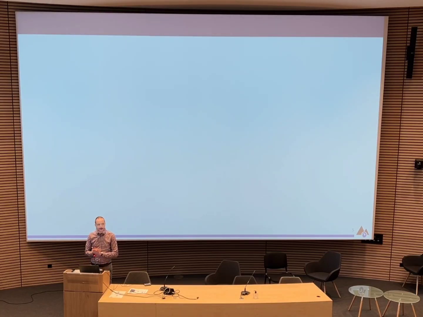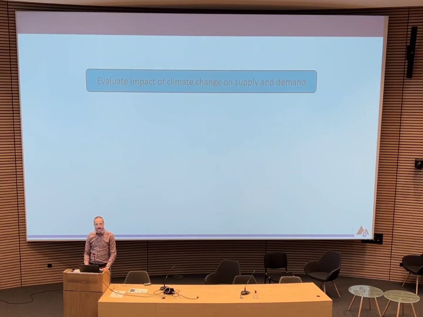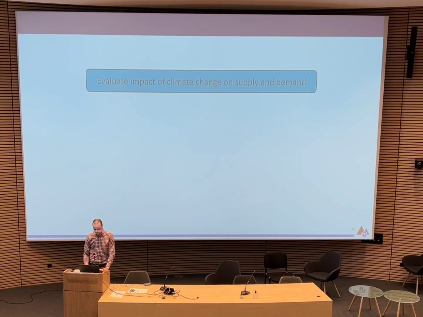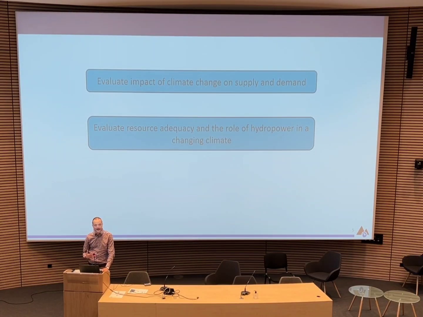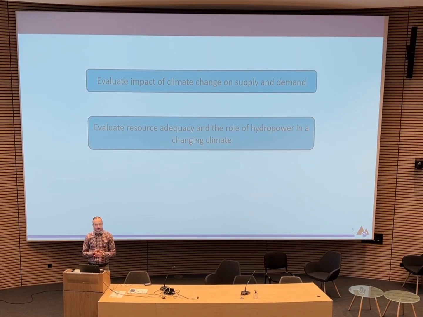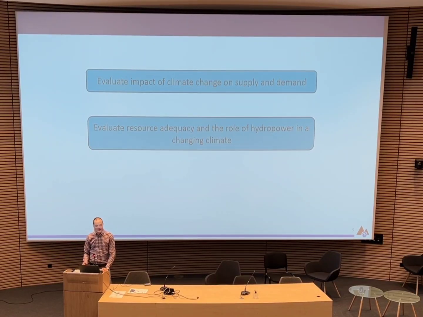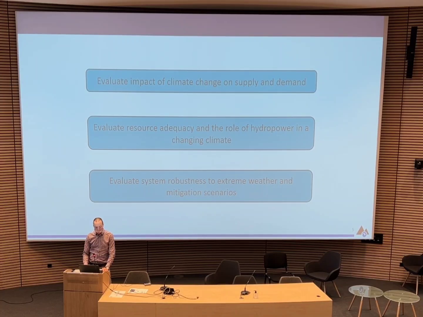And so how can you use this data? For example, we can evaluate the impact of climate change on supply and demand. We can evaluate the resource adequacy, or the ability of a power supply with a large share of renewable energy to meet a variable electricity demand, and also the role of hydropower in a changing climate. And we can also evaluate the system robustness to extreme weather, different weather years, and mitigation scenarios.